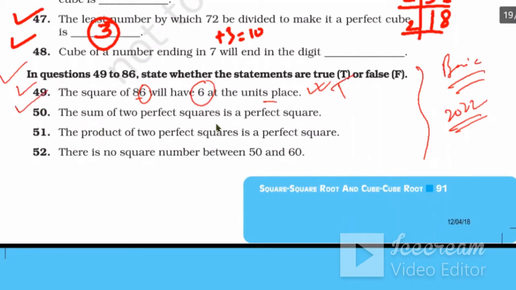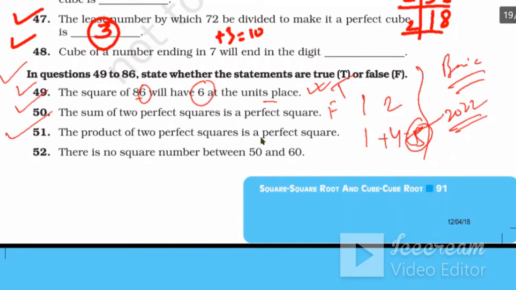Question number 50. The sum of 2 perfect squares is a perfect square. Is it true or false? Sir, false. Yes, you can check it. Take the smallest, 1 and 2. 2 into 2 is 4, 4 plus 1 is 5. It's not a perfect square. Number 51. The product of 2 perfect squares is a perfect square.